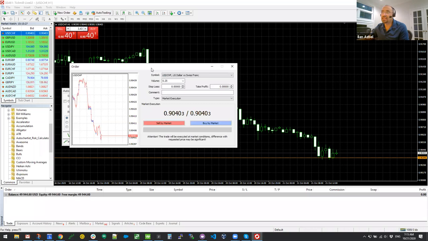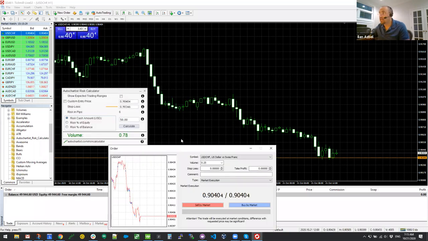So if I'm trading here and I want to trade with this stop loss, I should trade a position of 0.78 if I only want to risk $50 of my account. Okay, let's change this to a nice round number. Let's make it $100. If I want to risk $100, that means I should set my position to be 1.44.